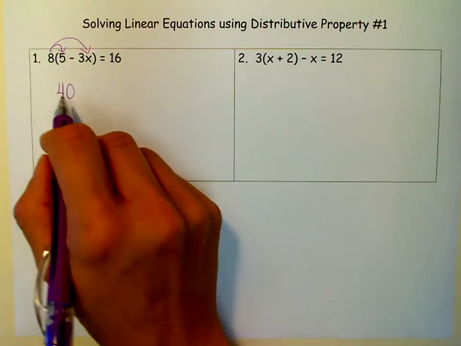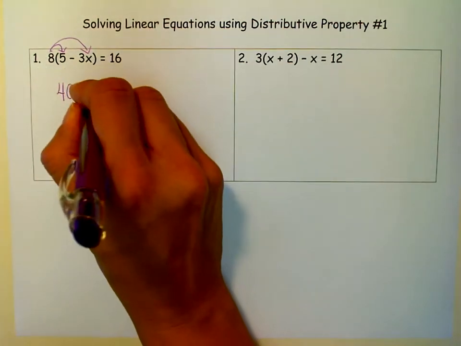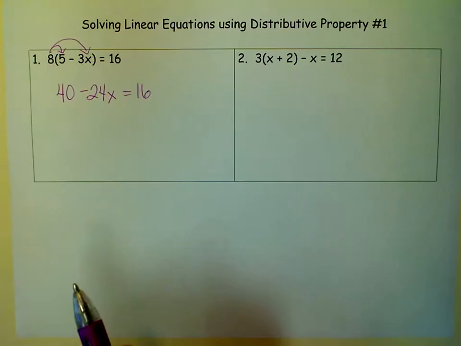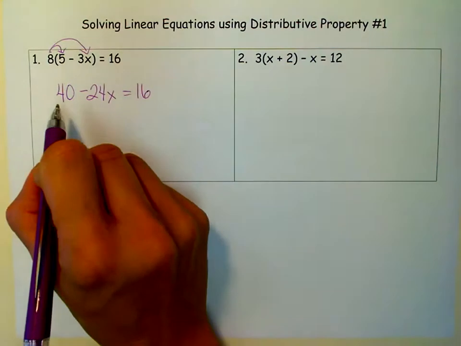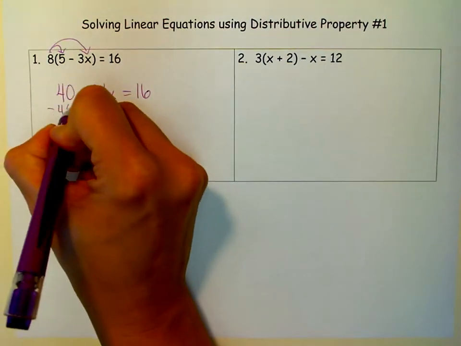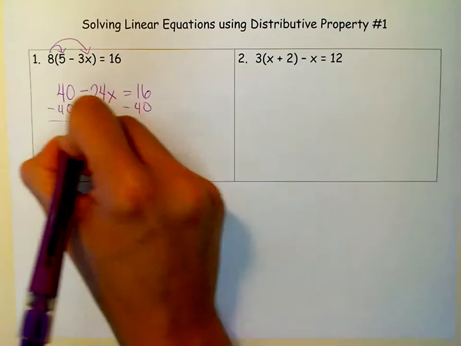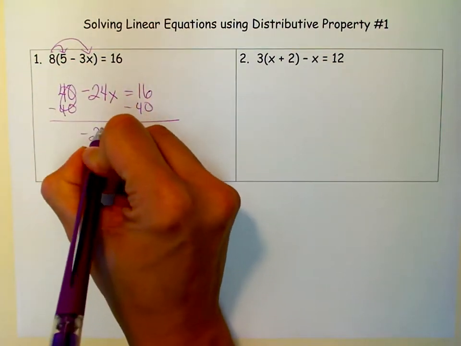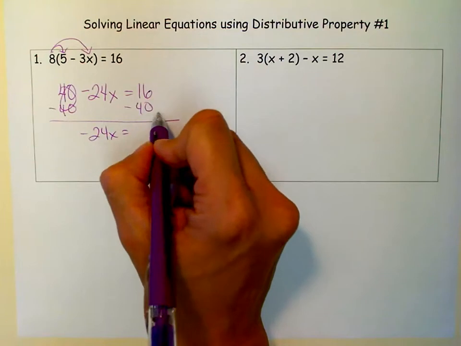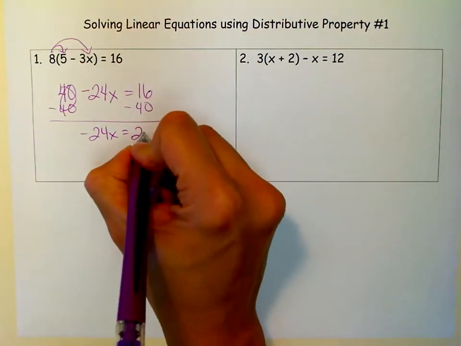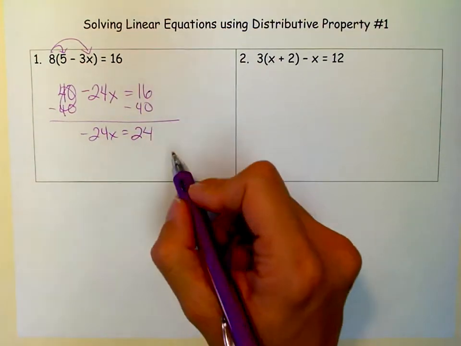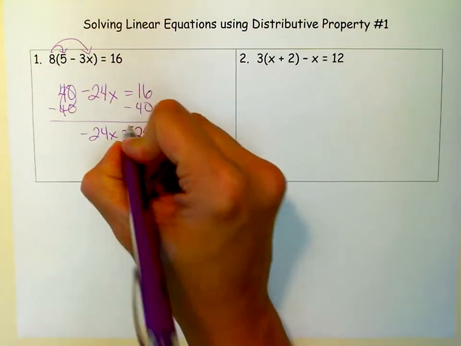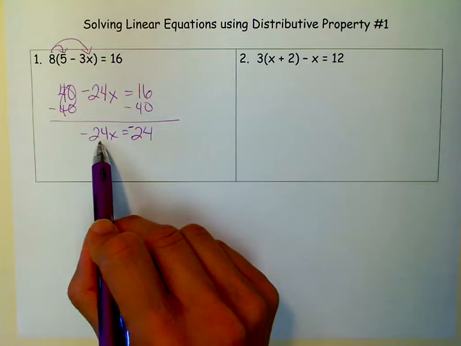So 8 times 5 is 40. 8 times negative 3x is negative 24x equals 16. So now it's just this two-step equation. In a two-step equation, I want to get rid of the constant before I get rid of the coefficient. 40 minus 40 is 0. 0 minus 24x is a negative 24x. And 16 minus 40 is negative 24, I believe. Now, sorry, so now I'm going to have negative 24.